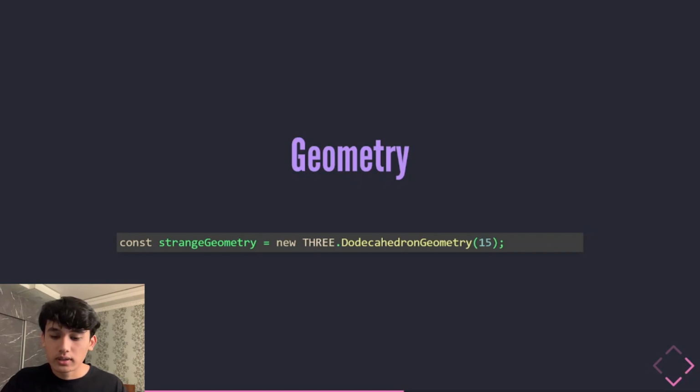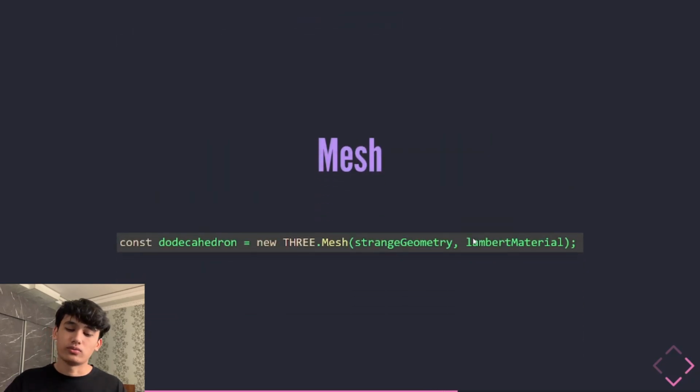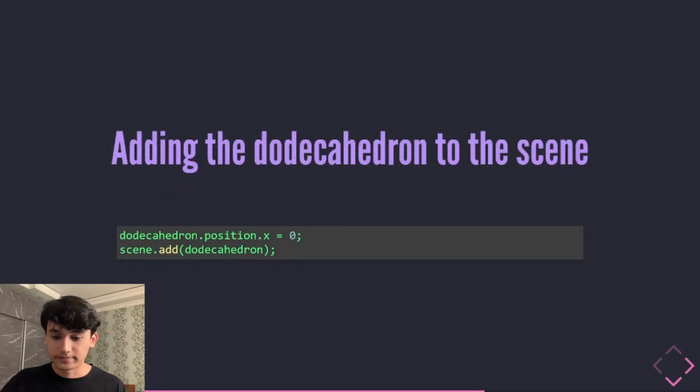Then we should add our material. Our material has a color. Then we have the mesh. We should use mesh to add our material to our object, like dodecahedron geometry with Lambert material. Then we are adding our dodecahedron to the scene. Position is in the center, x is 0.